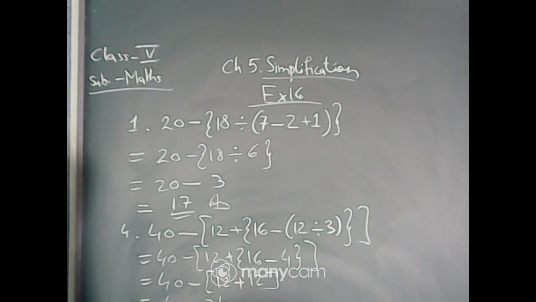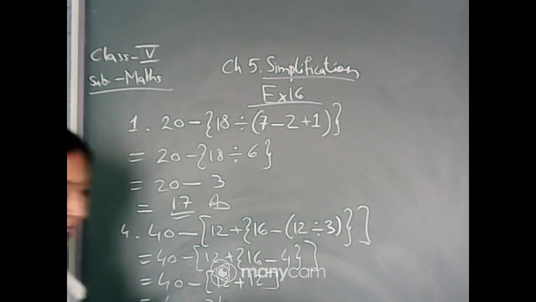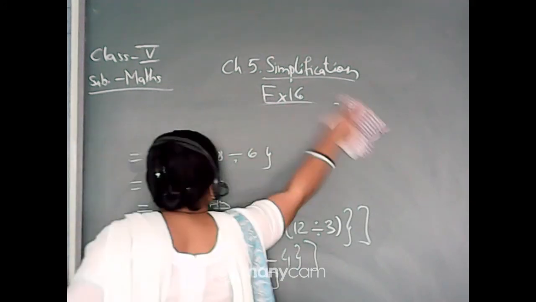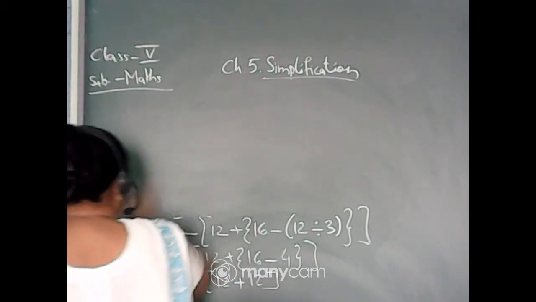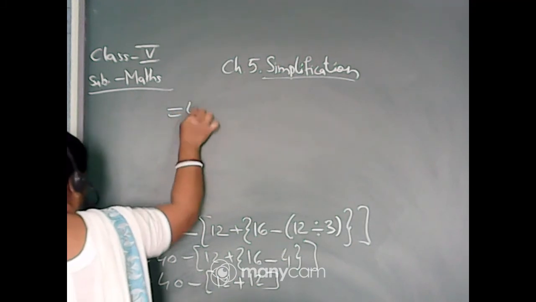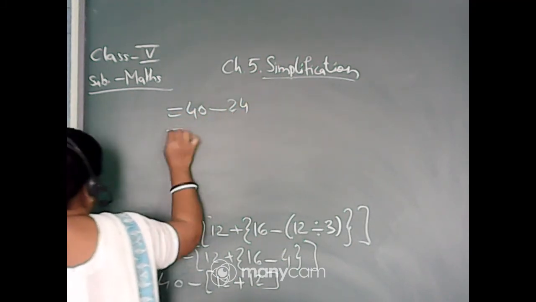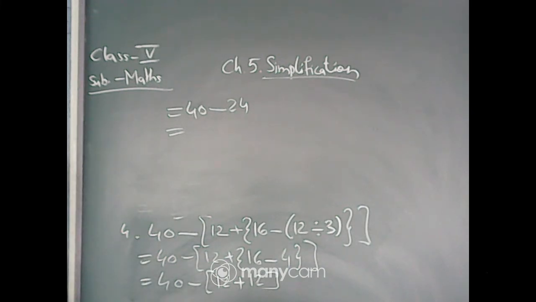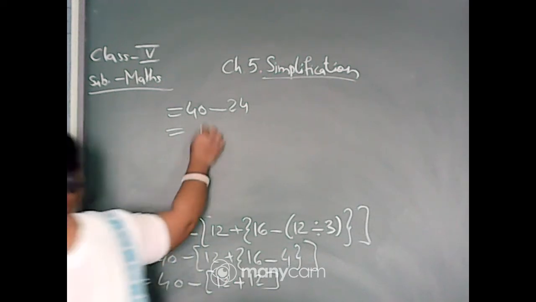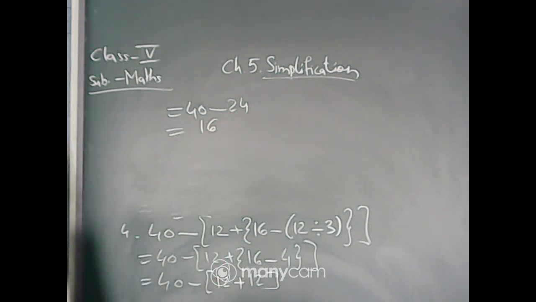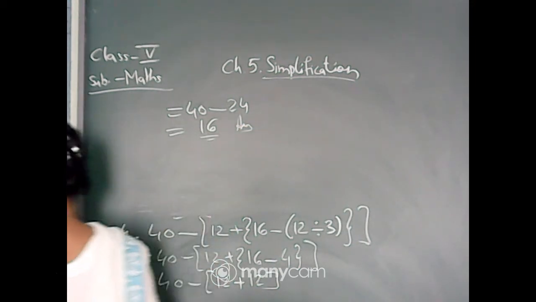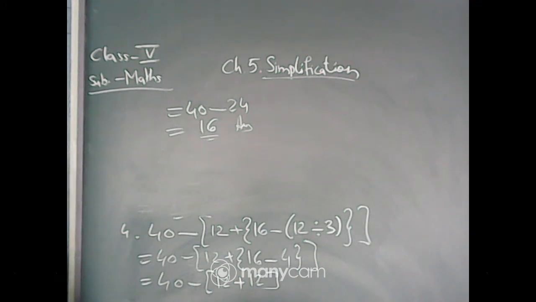See, this one is not visible in my camera, so I am rubbing and writing it again. Okay, so we are getting 40 minus 24. 12 plus 12 is 24, isn't it? So we are getting 40 minus 24. So 40 minus 24, it is 16. So the answer is 16. Clear? Now let us do one question from bar.